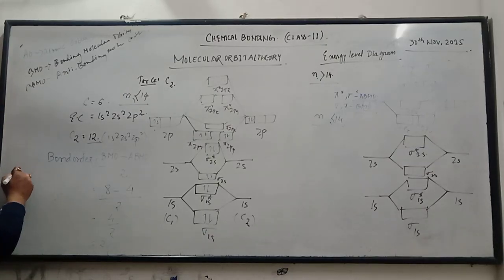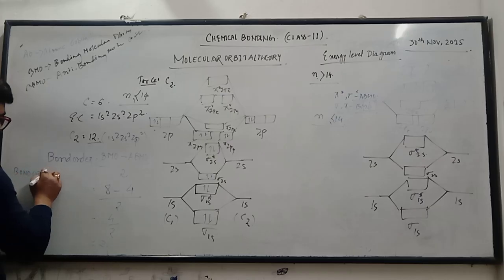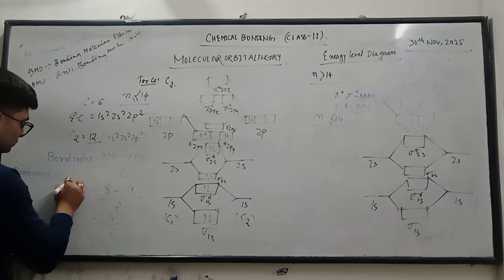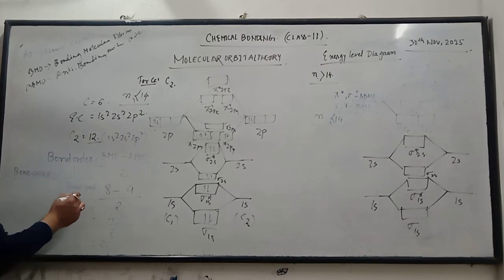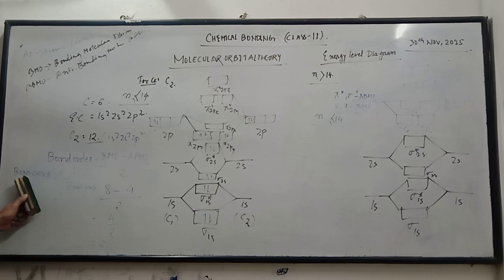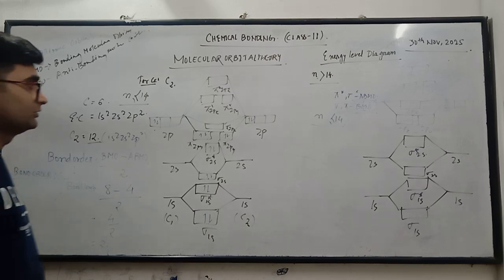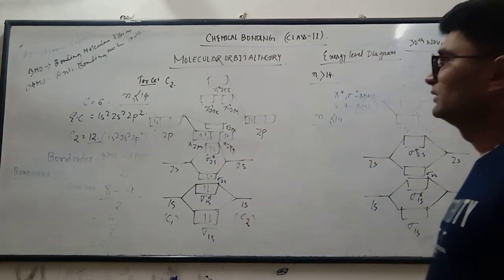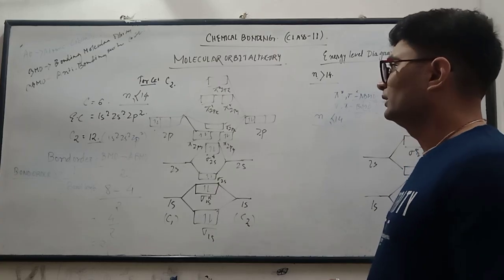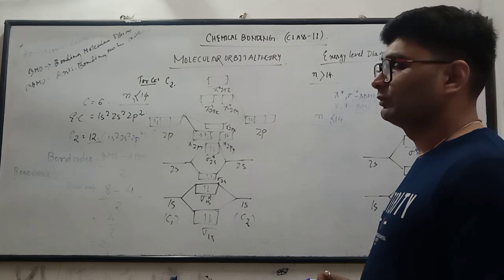Now one more thing we should remember: bond order is inversely proportional to bond length. If a molecule has the maximum bond order, then its bond length would be less. But if the bond length is maximum, then the bond order would be less. That is vice versa. So this is how we work out the energy level diagram for a molecule, and it is due to the molecular orbital theory.